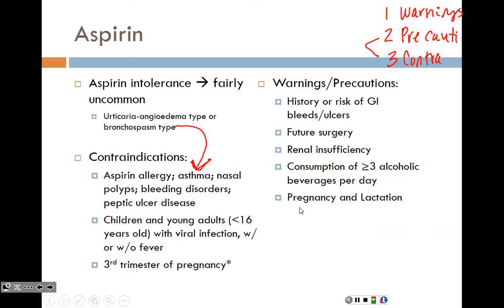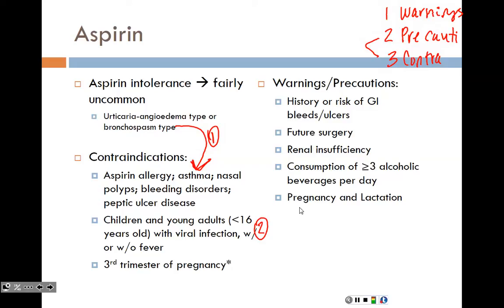Okay, I said there was one reason why we don't use aspirin in kids, and that was this aspirin bronchospasm reason. The other reason we don't use aspirin in kids is down here. In children, there is a risk of something called Reye's syndrome. Anybody ever heard of Reye's syndrome? Anybody know what Reye's syndrome is?